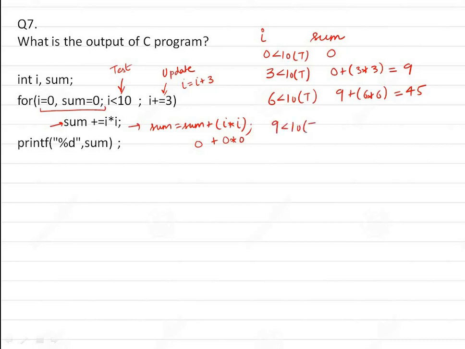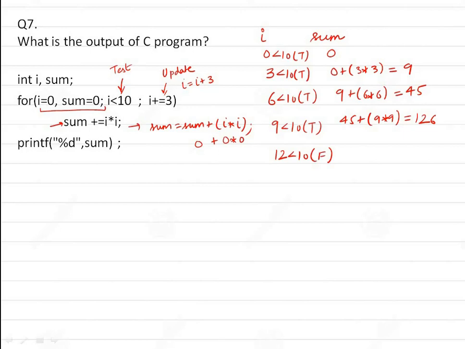Again we will check 9 is less than 10, so this is true. So we will enter the loop one more time and we will update the value of sum. So sum = sum + i * i. So 9 nines are 81 plus 45, so it will become 126. Before the next iteration, i is incremented to 12 and 12 is less than 10, so this becomes false, so we will exit from the loop.